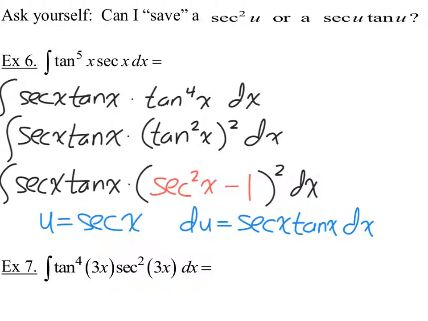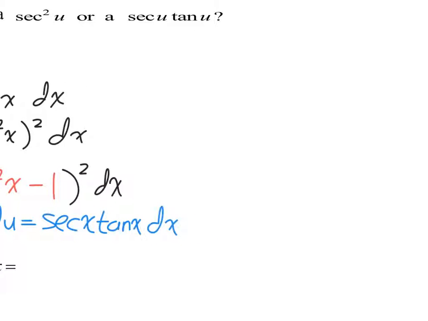So we're going to be looking at the antiderivative. The secant x tan x dx is going to get replaced with a du. The secant squared x minus 1 is going to become u squared minus 1 quantity squared. Right. No fancy trig substitution or inverse trig or anything like that. Just simple distributive property.